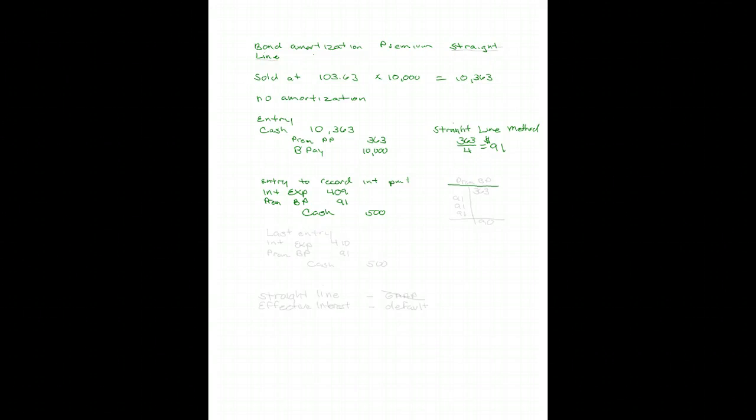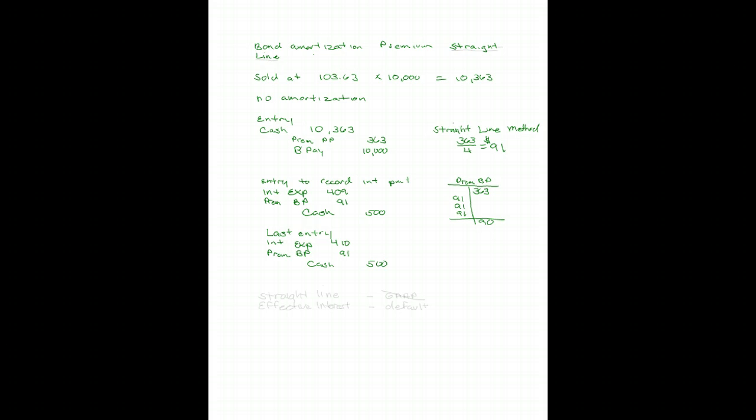Where would we be on the straight line method in the premium account? Premium on bonds payable started at 363, and the first time you took out 91, and the second time 91, and the third one 91. How much is left in that account? And the answer is 90. So the last entry would plug that, and it would be interest expense of 410, premium on the bonds payable in the amount of 91, and cash.